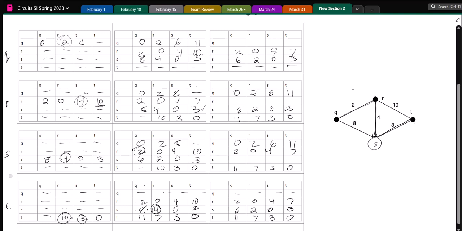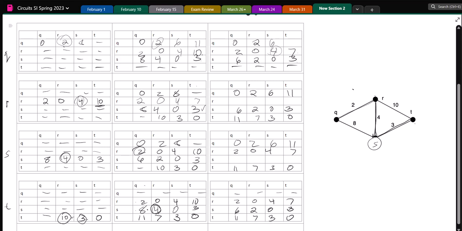Okay, so now let's check q. 0, not going to get smaller than that. 2, not going to get smaller than that. 6, let's see, that's if we go to r first, that costs 4, and to get to r costs 2, so that's 6. Okay, t, let's take a look at s. To get to t from s costs 3, but, well, no, we're trying to get to t, so that's 11.